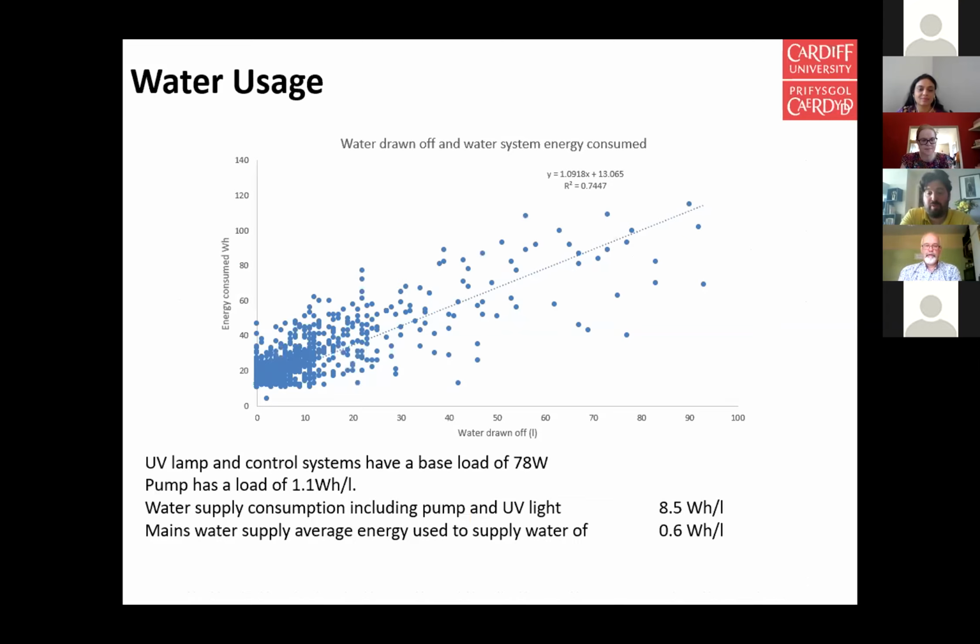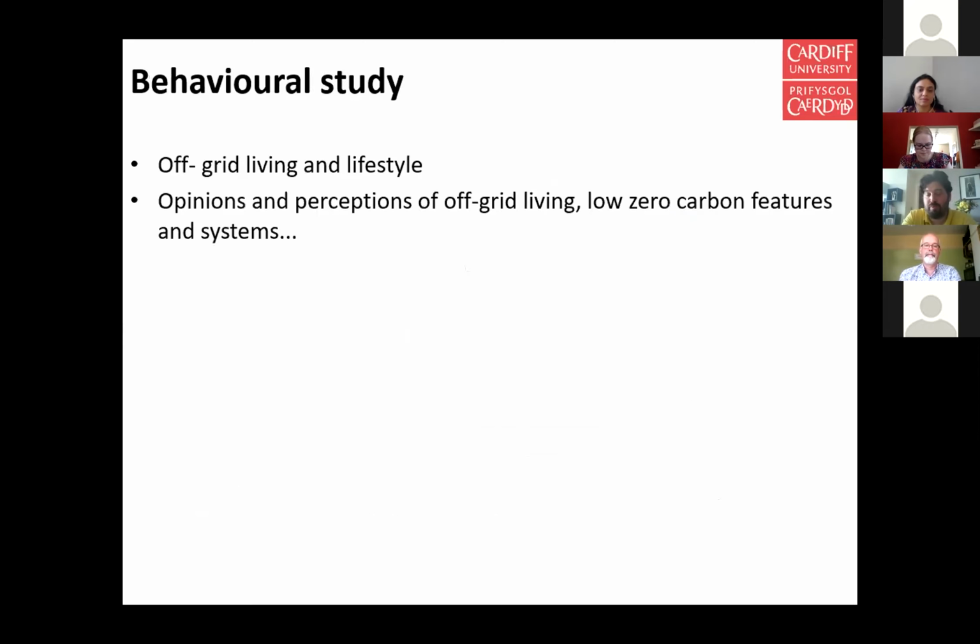Another thing about the water is that all the processing has to be done on site. Using some of the fine detail data, we found that the consumption per litre of the house itself is about 8.5 watt hours per litre, compared to the national supply, which is 0.6. It uses a significantly larger proportion. So the idea that rainwater harvesting is good is true, and it's very good for the environment, but it does have an electrical cost, and we have to be careful to consider that.